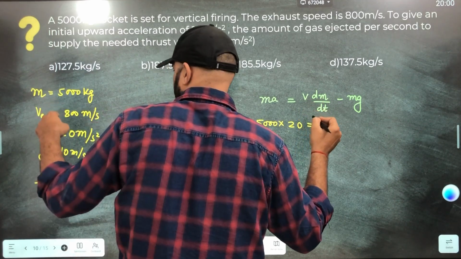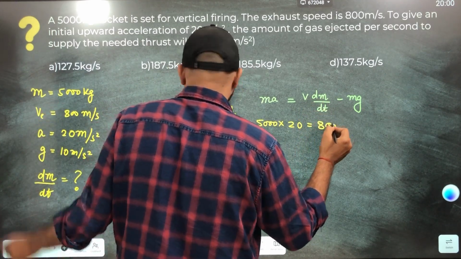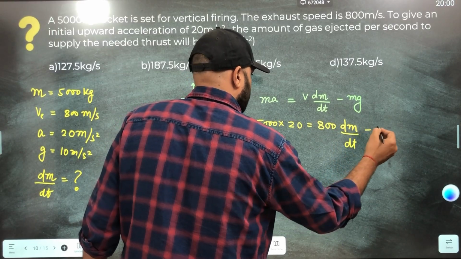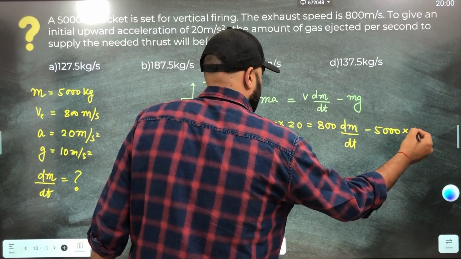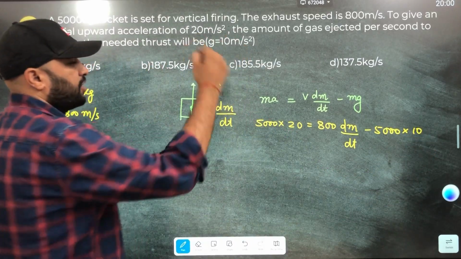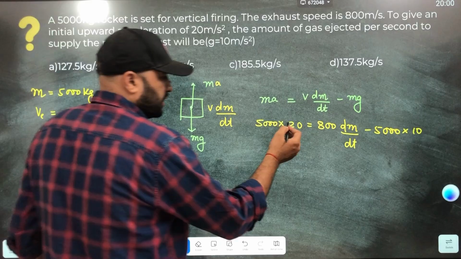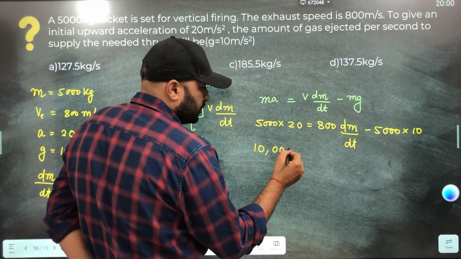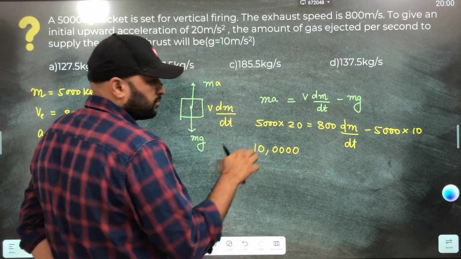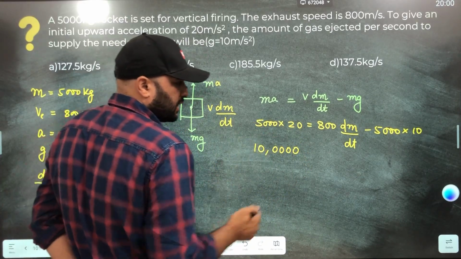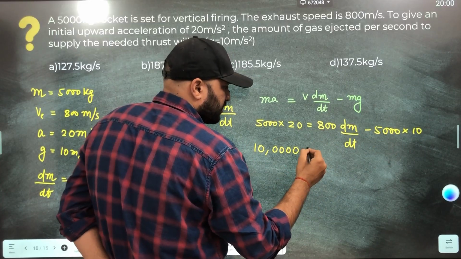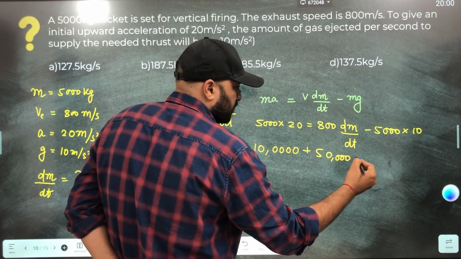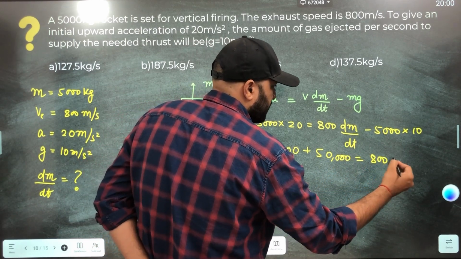What is the velocity of the rocket? Sorry, the velocity of the exhaust, you can say: dm by dt minus the mass, which is 5000, and I am assuming acceleration due to gravity as 10. They have given, yeah, g equal to 10. So this will be 5 2s are 10, and how many zeros? 1, 2, 3 and one more, 4 zeros, and 2 5s are 10, correct. And I am taking this on the other side, so this will be plus 5 and 4 zeros, equals 800 dm by dt.